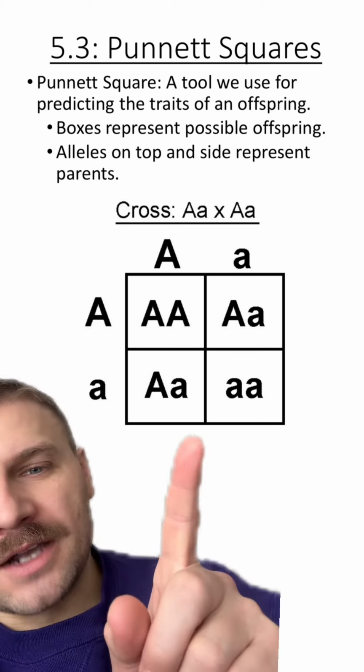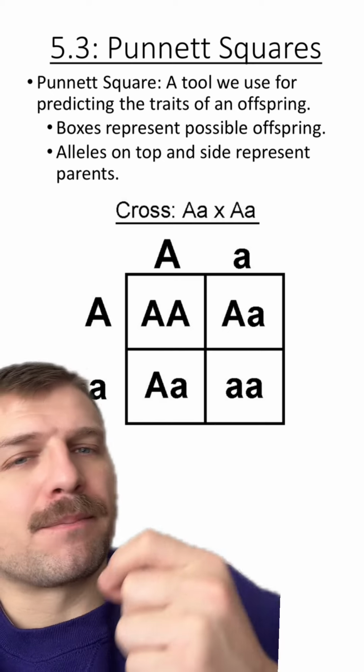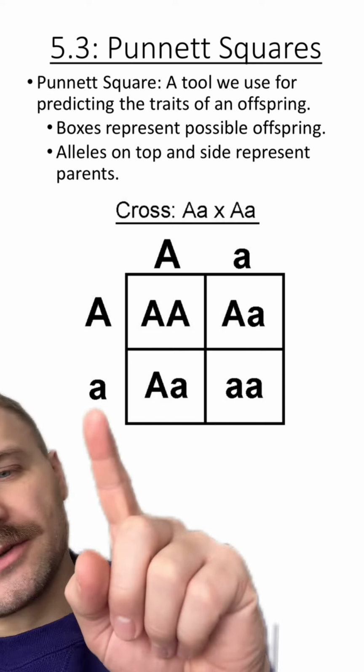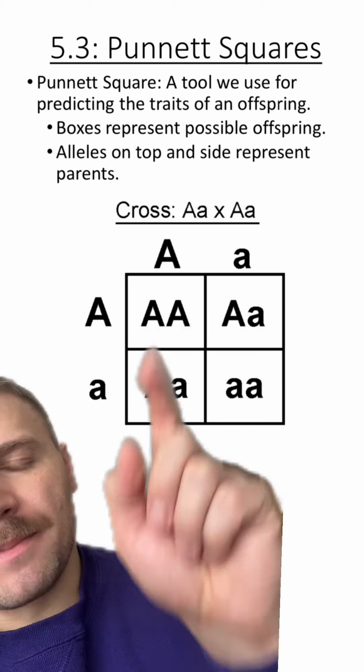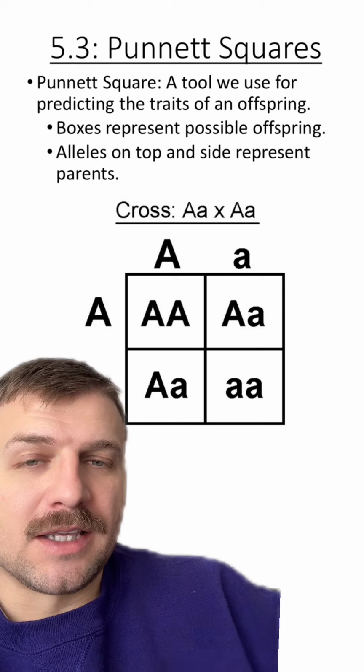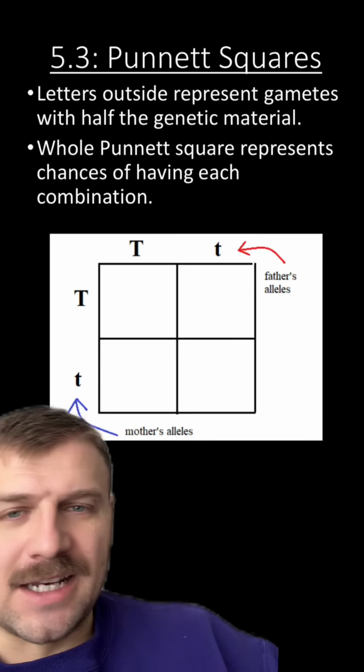This is a Punnett square, and it's a tool we use for predicting the traits of an offspring. The boxes here in the middle represent possible offspring. The alleles here on the side and on the top represent the possible alleles that the parent could give. Again, here's another way of looking at it.